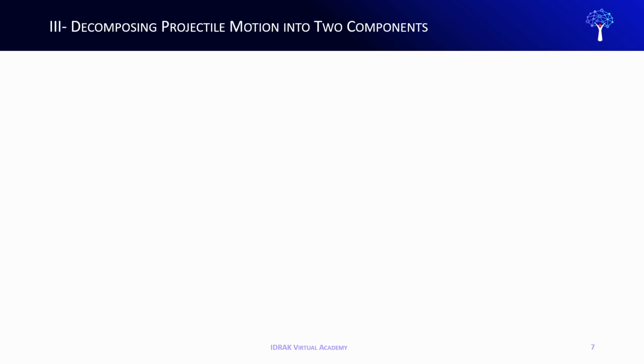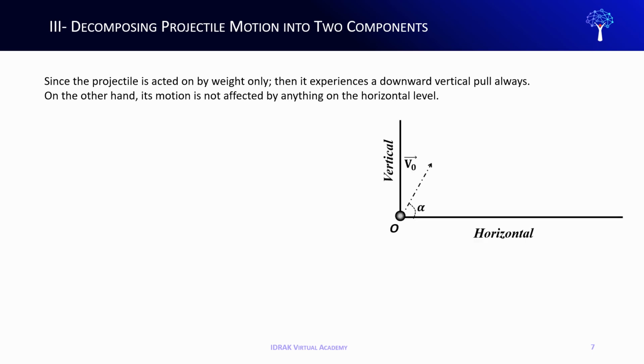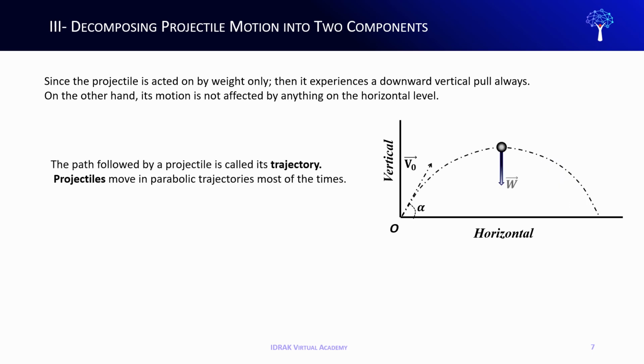How are projectiles studied? In other words, decomposing projectile motion into two components. Since the projectile is acted on by weight only, then it experiences a downward vertical pull all the time. On the other hand, its motion is not affected by anything on the horizontal level. Checking this figure here, a projectile is launched from point, here it is O. Throughout all its motion, it's acted on by weight all the time, which is vertically downward. This produces a parabolic path of the projectile. The path followed by a projectile is called its trajectory, and it is parabolic in all the cases of projectiles.